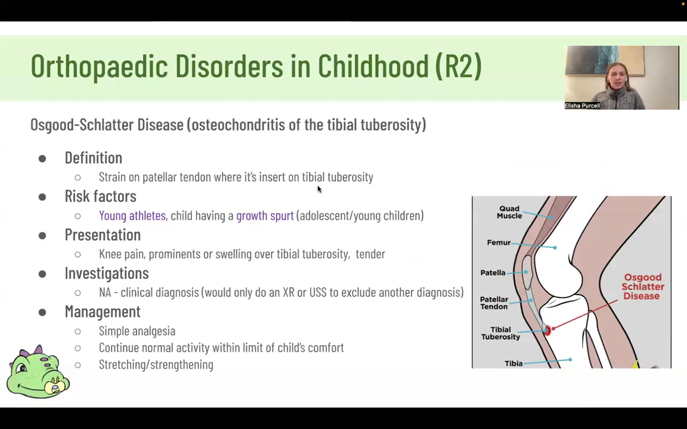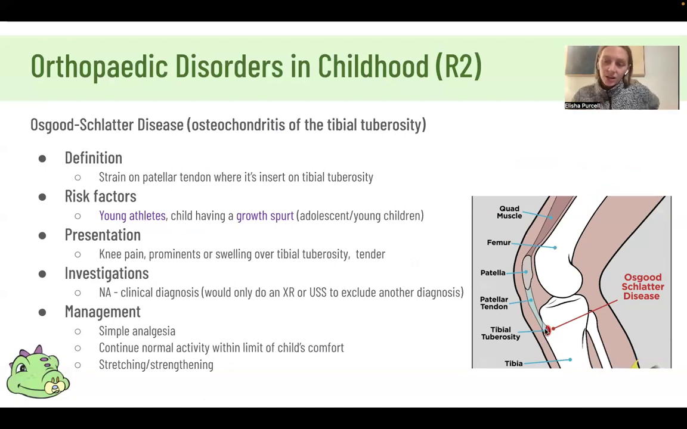Next one, Osgood-Schlatter disease or osteochondritis of the tibial tuberosity. So this one's strain on the patellar tendon where it inserts on the tibial tuberosity here. Patellar tendon, tuberosity. So you get inflammation around here.